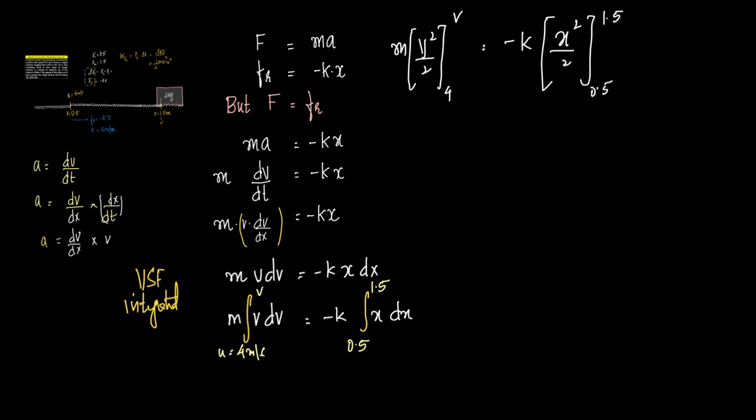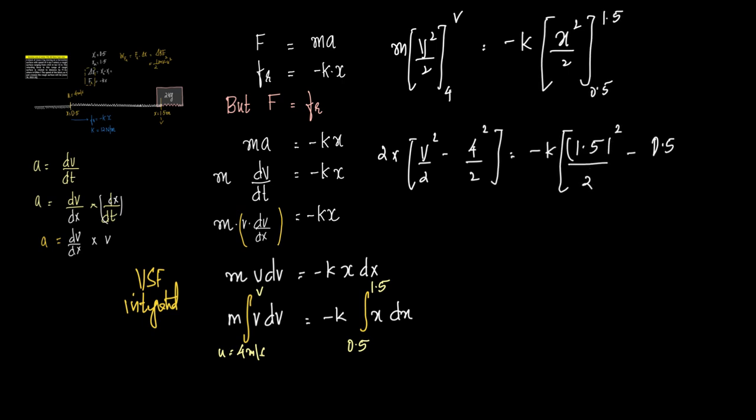So this gives you further, what's the value of m? The value of m is 2 kilograms. So 2 into v square by 2 minus 4 square by 2 is equal to minus k into 1.5 the whole square divided by 2 minus 0.5 the whole square divided by 2, right?